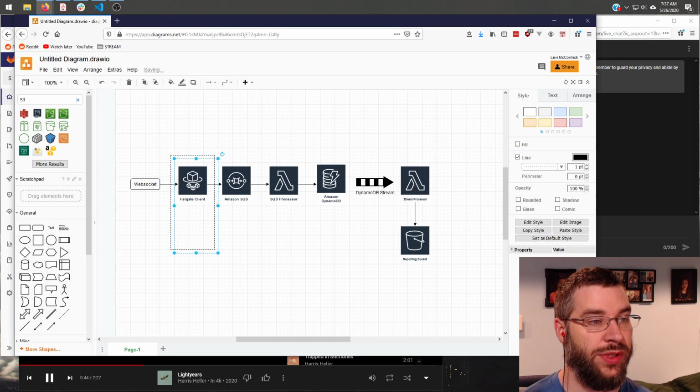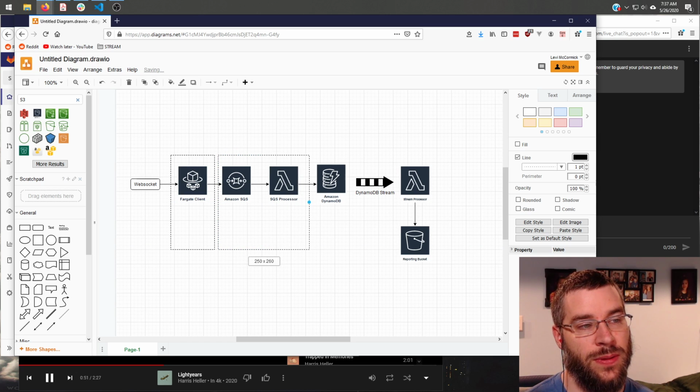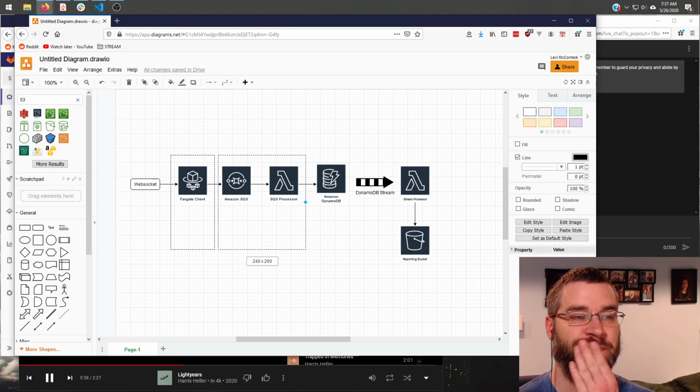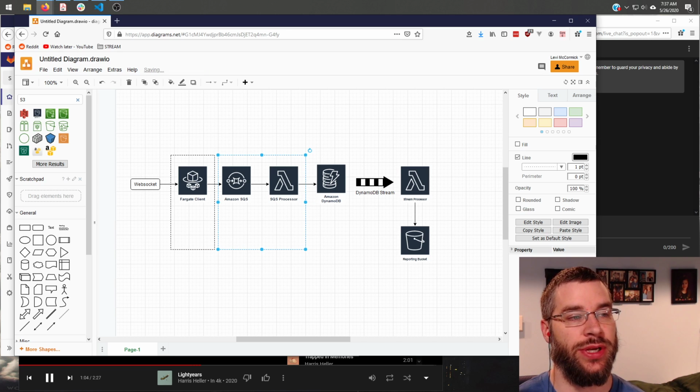Is there an easy way to duplicate? Yes, there is. Okay, so then I think the next area would probably be here. Showing up really nice. Okay.